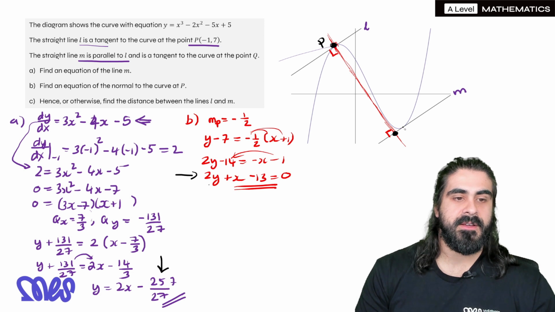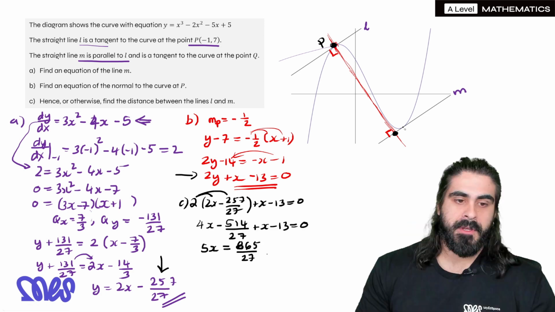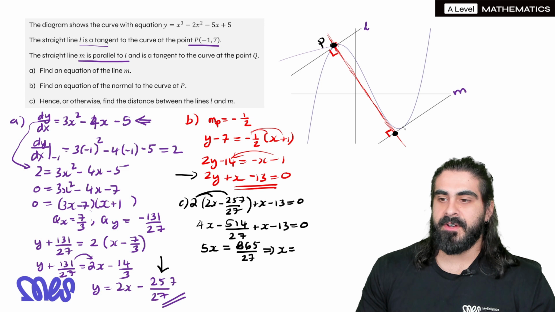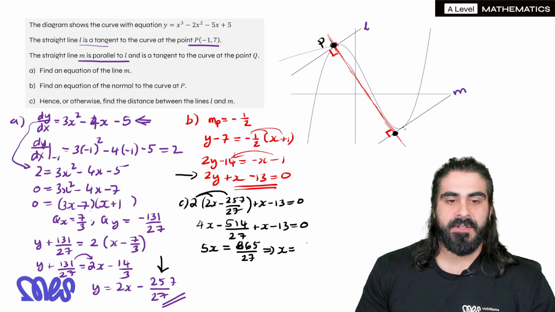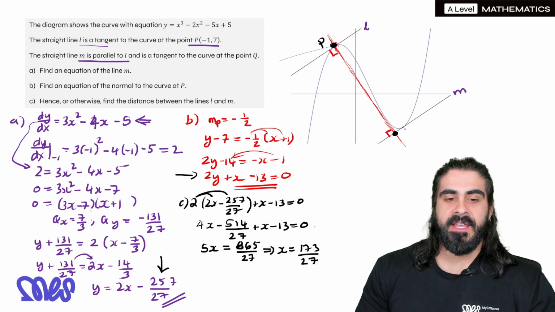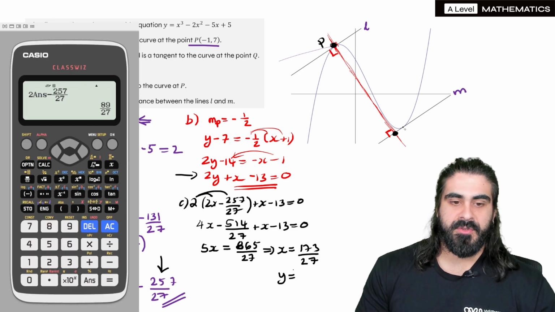So I've already rearranged for y. I'm going to substitute that in. So we get 2 lots of 2x minus 257 over 27 plus x minus 13 equals 0. Now I'm going to expand and I'm going to rearrange for x. So we get x equals 865 over 27 divided by 5, which is 173 over 27. And then we're going to take that value and we're just going to sub into one of them to find out what y is. 89 over 27.